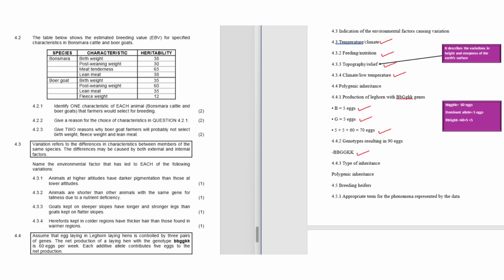4.3.3 Goats kept on steeper slopes have longer and stronger limbs, and goats kept on shorter slopes. The correct answer for this is topography, or we can say relief. So basically relief describes the variation in height and thickness. That means the correct answer is relief, or we can say topography. Because relief describes the variations in thickness of the earth ground, which matches with this.